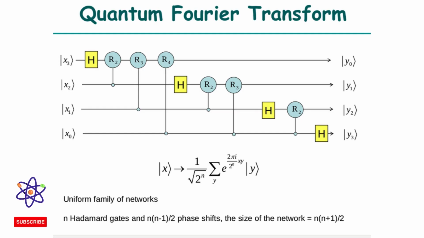Third is quantum Fourier transformation, or QFT. The quantum Fourier transformation is a fundamental building block for several quantum algorithms, including Shor's algorithm. It efficiently transforms the quantum states of a system, allowing quantum computers to process information in ways that classical computers cannot. QFT plays a crucial role in quantum phase estimation and quantum signal processing.